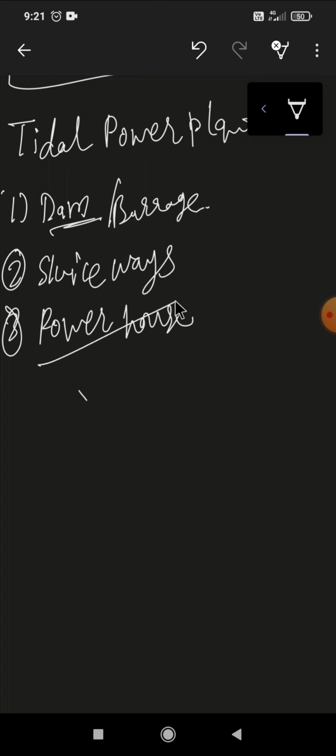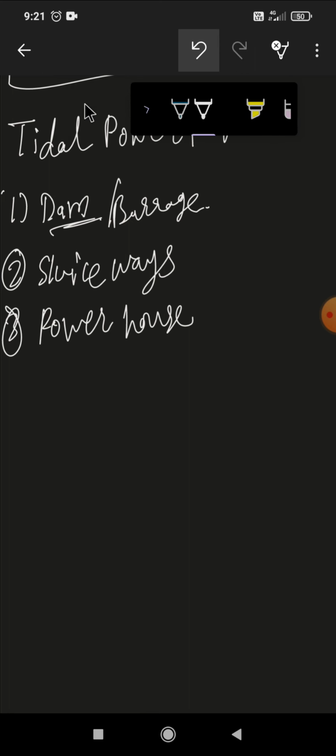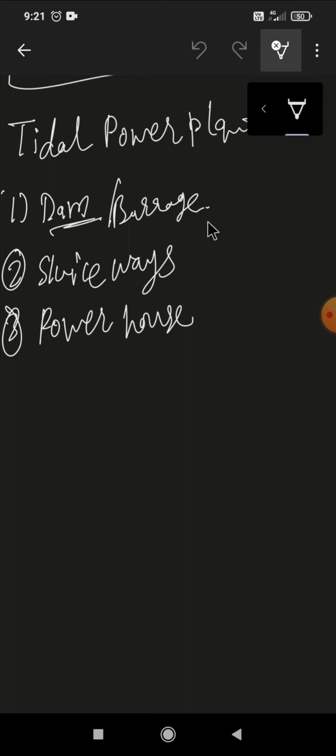The third component is the powerhouse. In the powerhouse, turbine, generator and auxiliary equipments are the main components. Large size turbines are used because of the low head available. Kaplan turbine with variable pitch blades, bulb type turbine or rim type turbines are more commonly used.